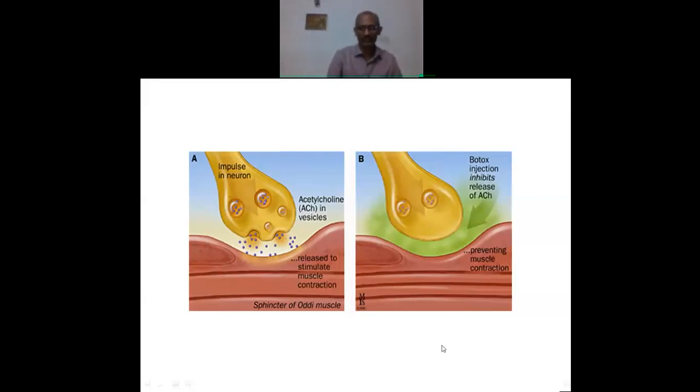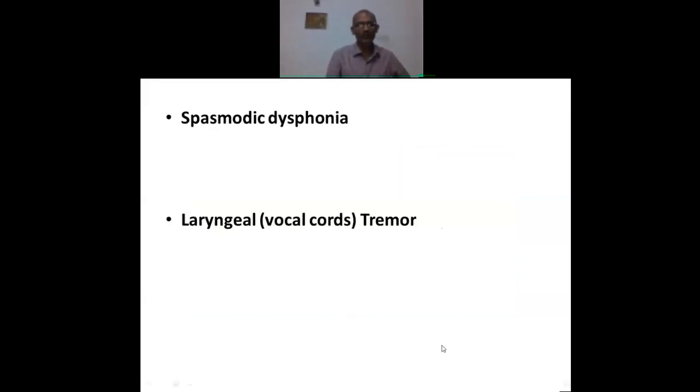Because of that one fascinating condition, which is not so common but really very fascinating, that is spasmodic dysphonia. Again, I want to remind PGs, please don't confuse this with muscle tension dysphonia, which is purely happening at the laryngeal level, something to do with the musculature of the larynx. This is a rare, fascinating condition, spasmodic dysphonia.